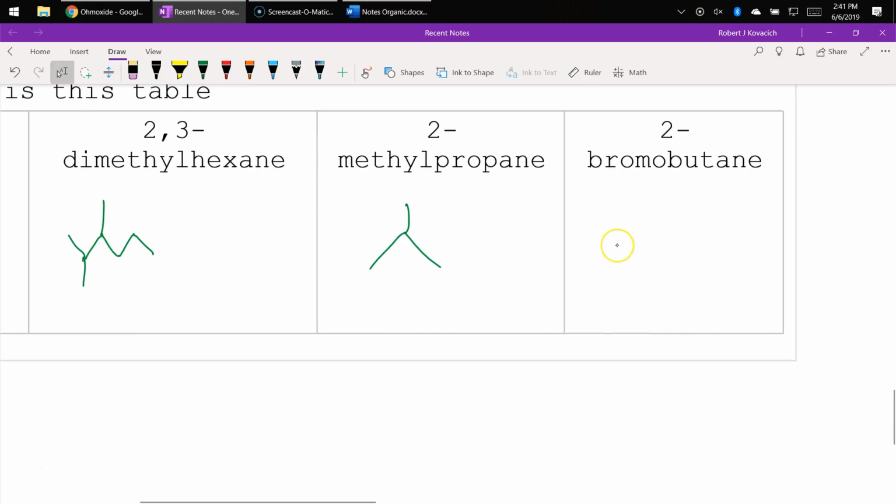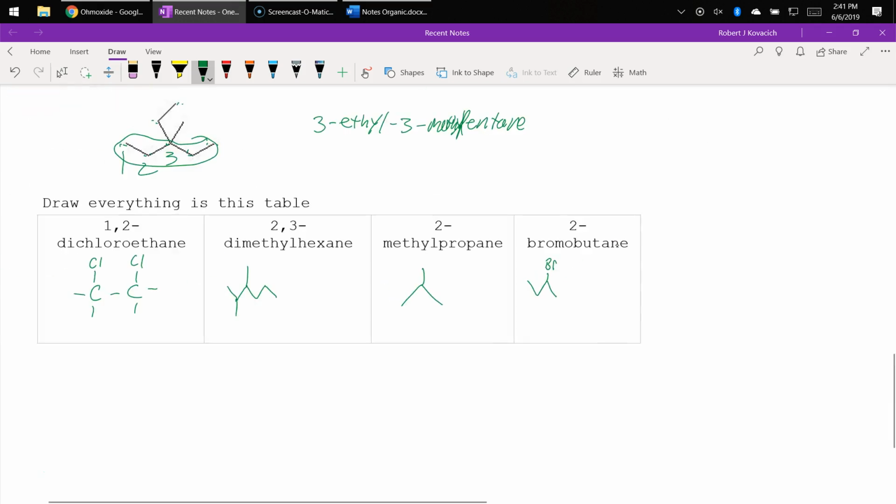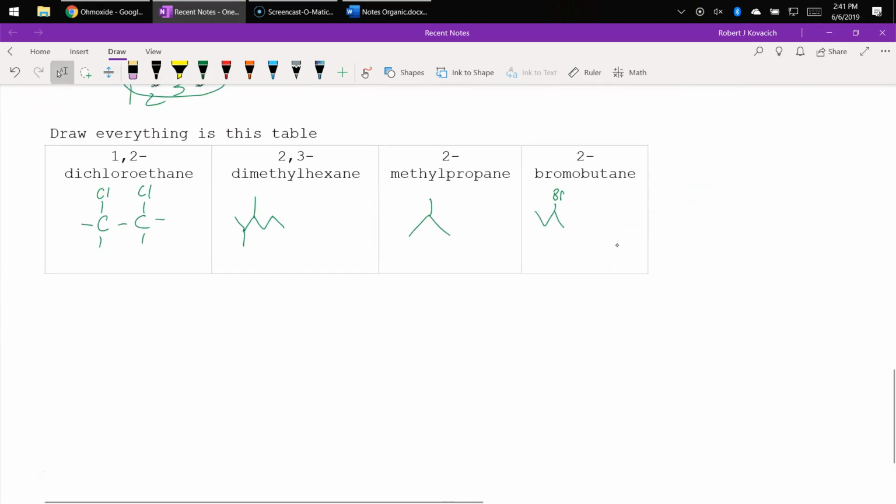And then there's a butane, 2, 3, 4. And then on carbon number 2, there's a bromine. You guys okay with me putting that bromine in that spot and calling it number 2? Doesn't matter what side I count from. Oh, that's it.